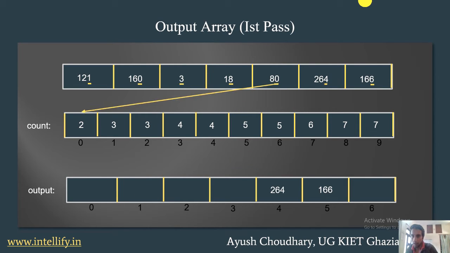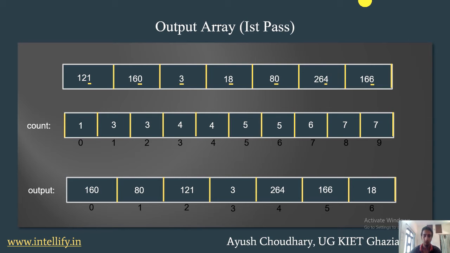Again we go to the 80. 80 has a 0 at the unit place, so we go to the 0 index of count. We use 2, and then 2 minus 1 decreases by 1, we get index 1, and at index 1 we put 80, right? In this way, in a similar way, we are going to put each element here like this one.